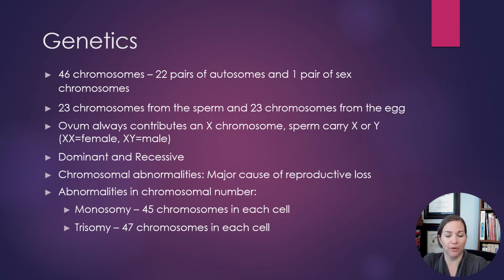A couple of common chromosomal abnormalities are monosomy, which means there are 45 chromosomes instead of 46, so it's missing one. That's the mono. And trisomy is 47 chromosomes. So instead of pairs matching up together, there was one that had an extra one, like a third chromosome, which made 47 instead of 46.